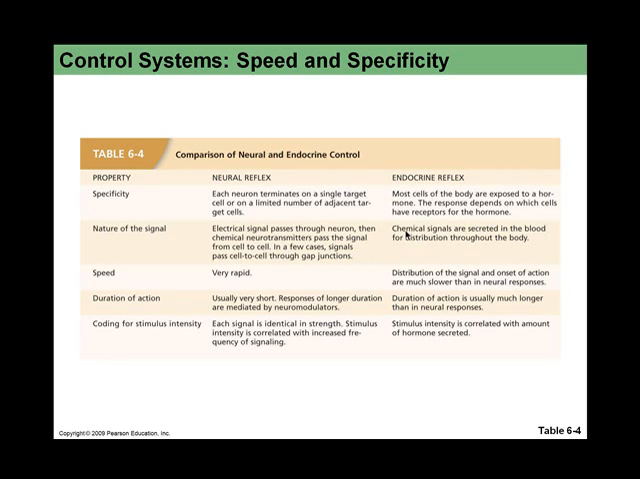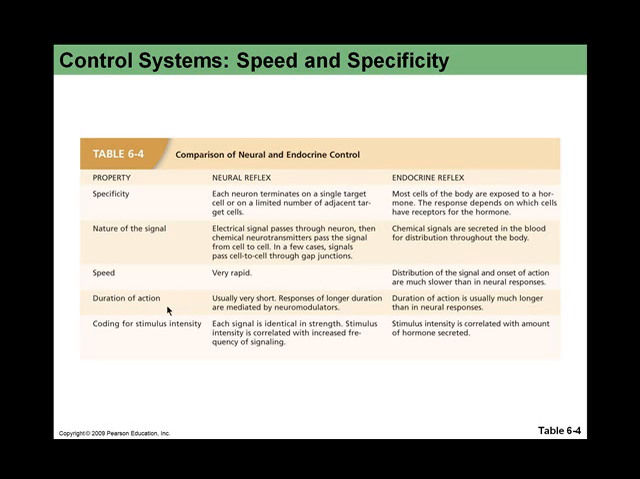In the endocrine reflex, the chemical signals are secreted into the interstitial fluid, and diffuse into the blood for distribution throughout the body. As far as speed, the neural reflex is really very rapid. The endocrine is going to be dependent upon the distribution of the signal and the onset of the action, based upon spatiotemporal features of the localization of the cell of origin and the target cell. So typically slower than neural.